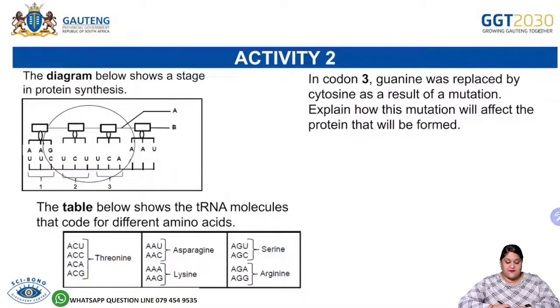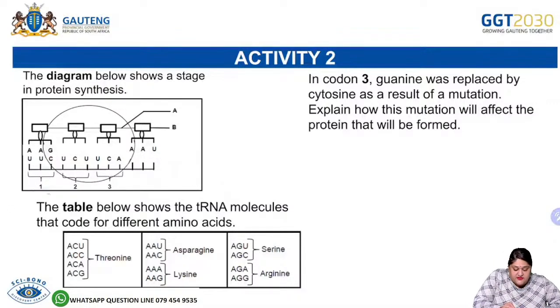The next question: the diagram below shows a stage in protein synthesis. Now this is the example where we are talking about mutations within DNA. The table below shows the tRNA molecules that code for different amino acids. Right. In codon 3, guanine was replaced by cytosine as a result of a mutation. So let's go to codon 3. Let's look at our picture.